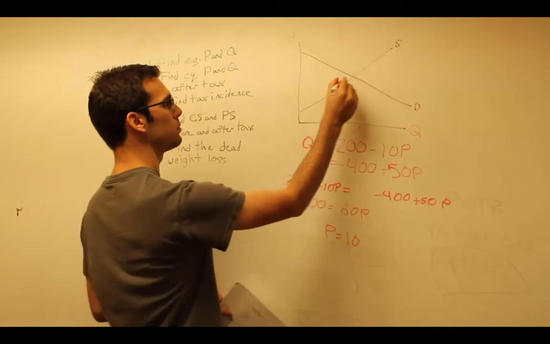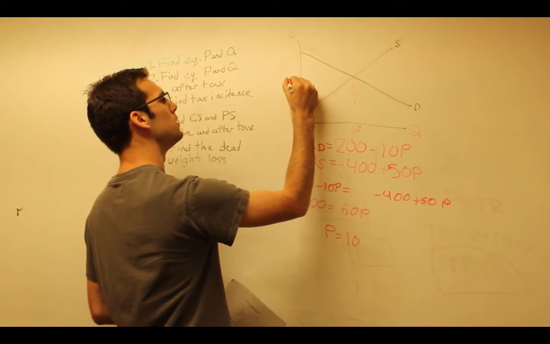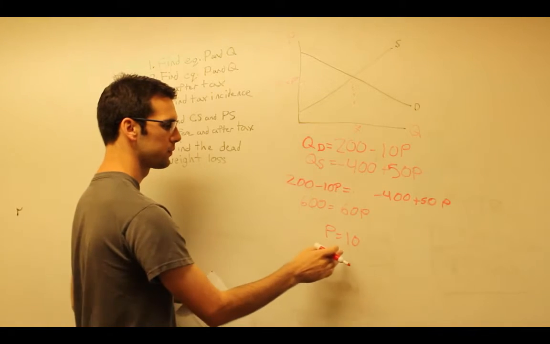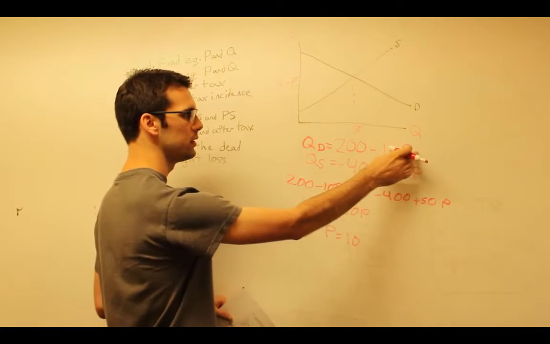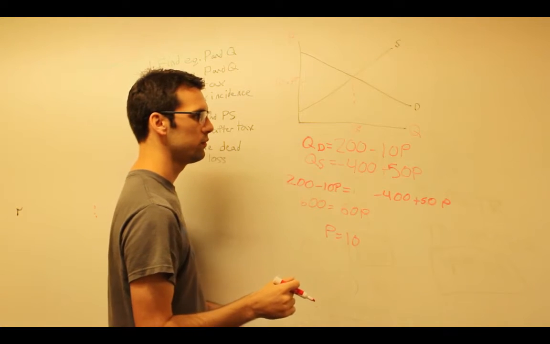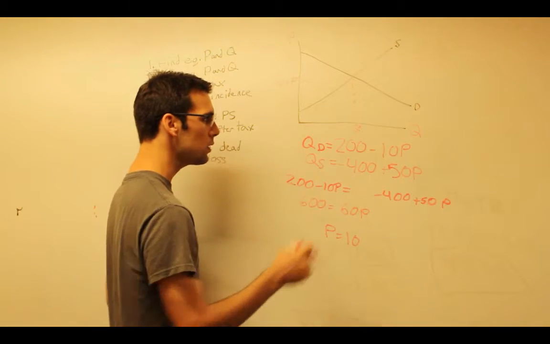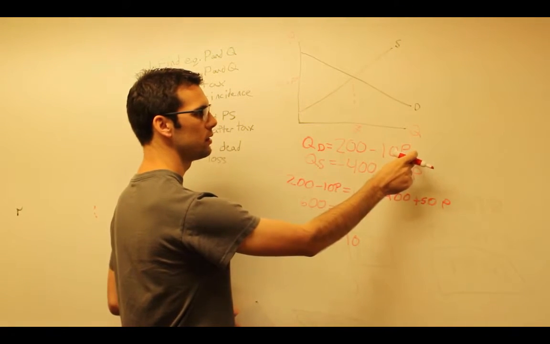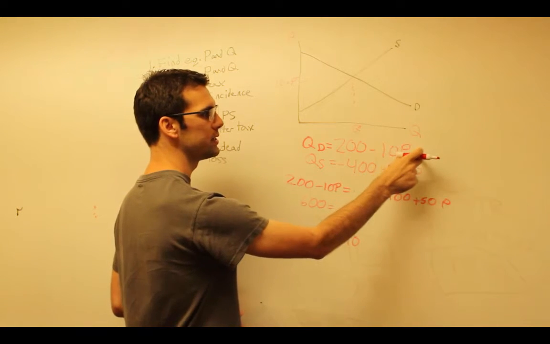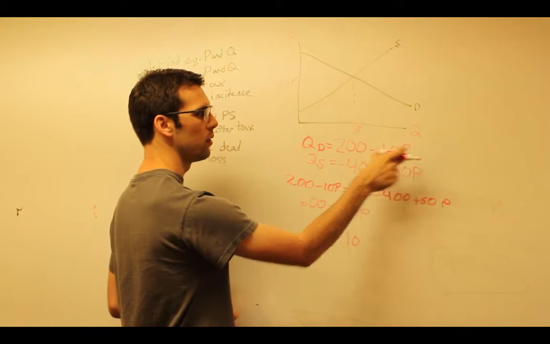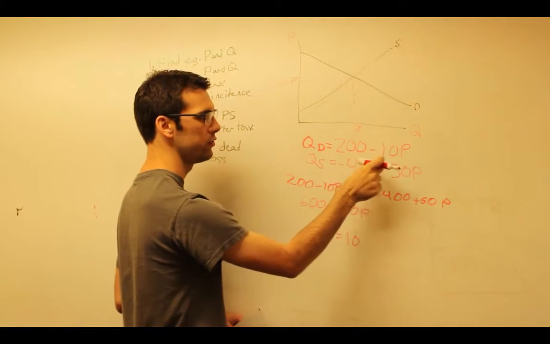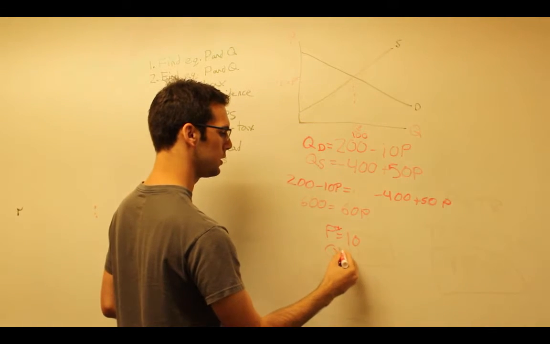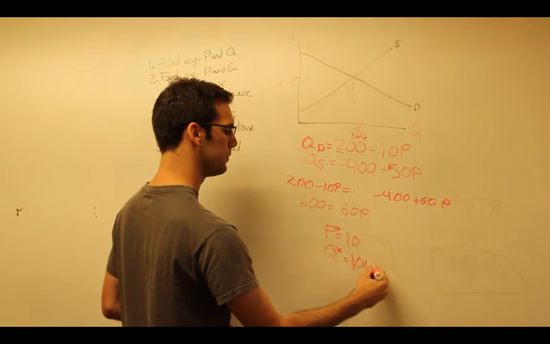So the equilibrium price is 10. And then we can actually just plug that into either one of these, the demand or supply functions, to find the equilibrium quantity. So 200 minus 10 times p, if we let p equal 10, then we have 200 minus 10 times 10. 10 times 10 is 100, so 200 minus 100 is 100. So Q star is 100. P star equals 10 and Q star equals 100.